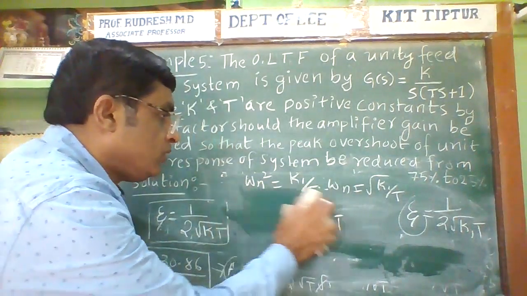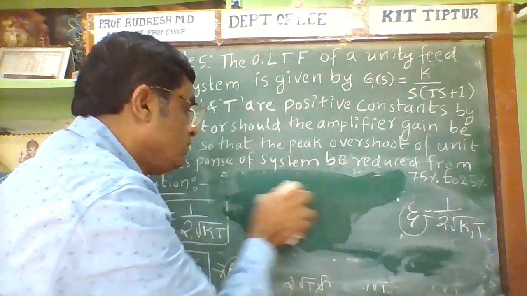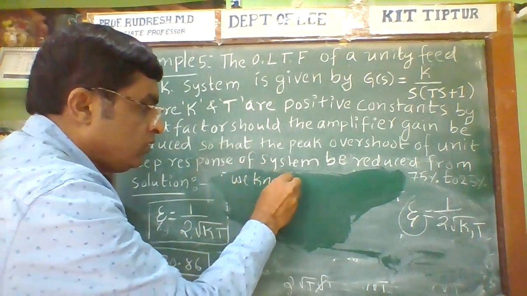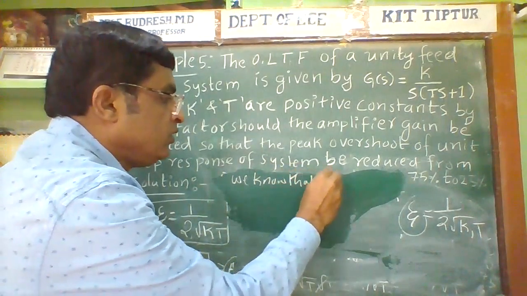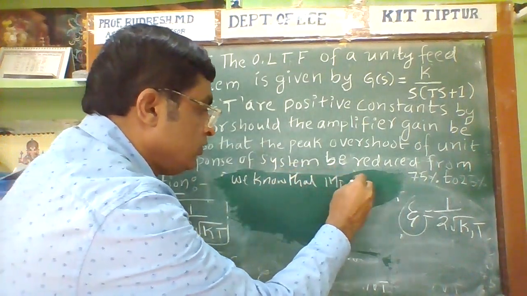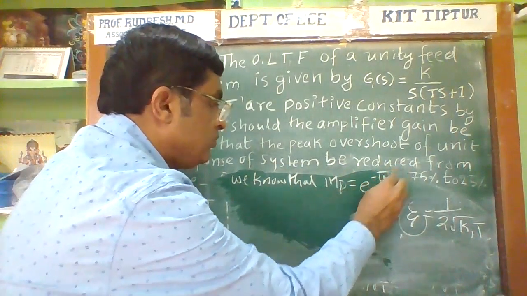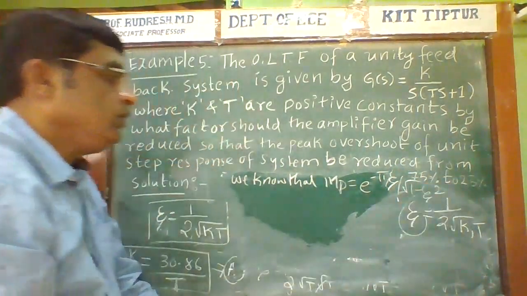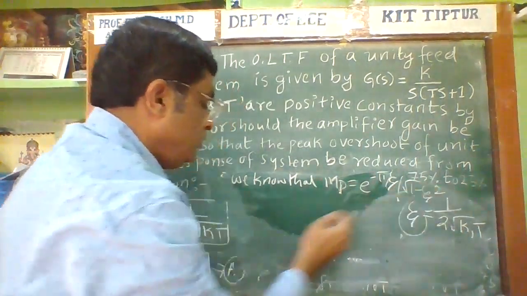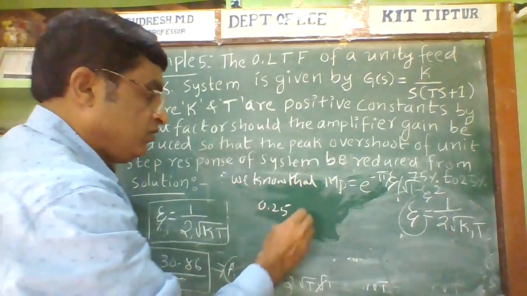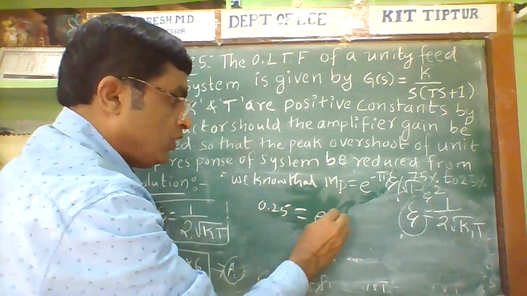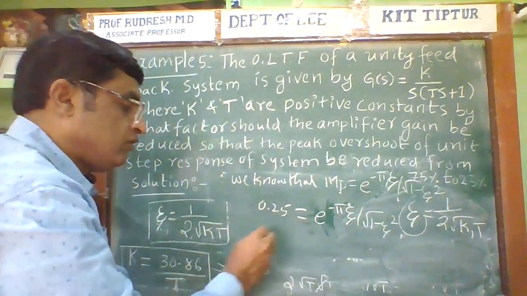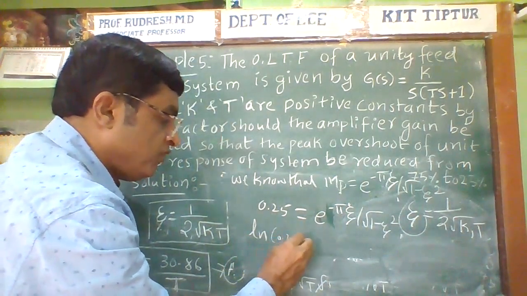Now MP value, we know that MP is equal to e power minus pi zeta divided by square root of 1 minus zeta square. MP is equal to 0.25, since 25% means 0.25. So 0.25 is equal to e power minus pi zeta divided by square root of 1 minus zeta square. Take natural log on both the sides.